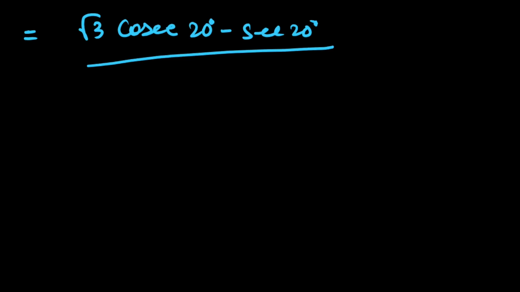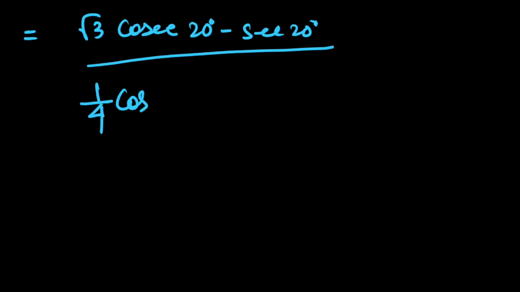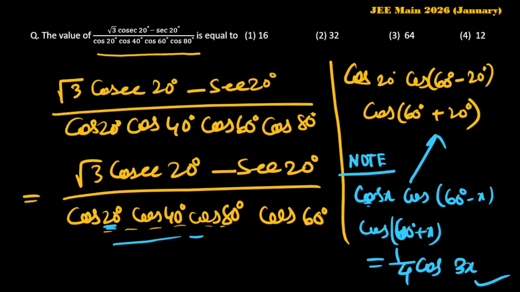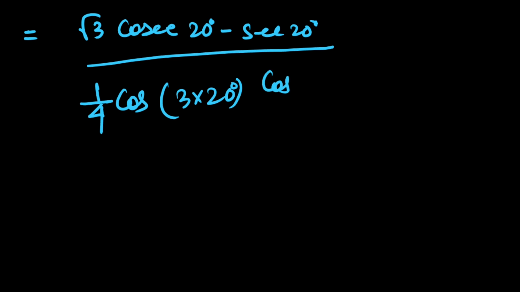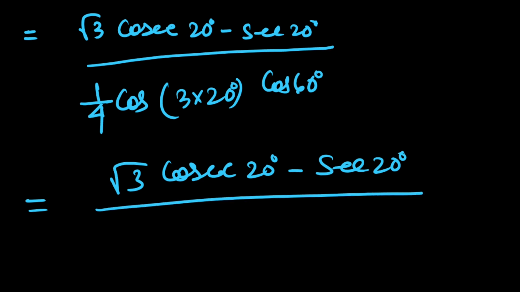So root 3 cosec 20 minus sec 20 over this term, which we can write as 1 over 4 cos of 3x, where x is 20. Therefore we can write 1 over 4 cos of 3 times 20 degree, into the remaining term 60 degree, so cos of 60 degree. So the denominator is sorted out. So root 3 cosec 20 minus sec 20 over 1 over 4, that is 4 here, times cos 60 and cos 60, so cos 60 squared.